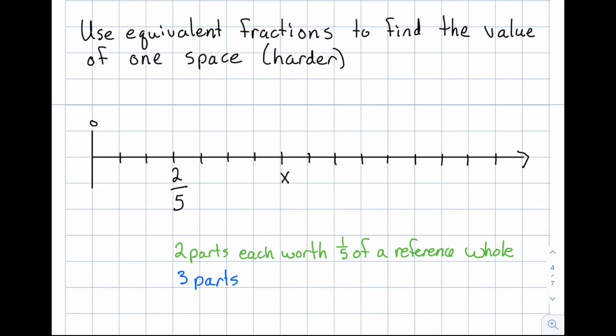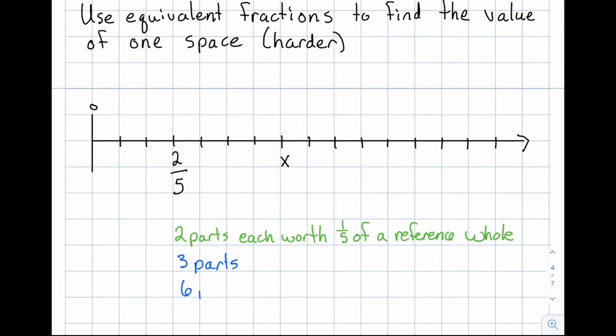But unlike the previous example, there isn't a whole number that I can multiply by 2 to give me 3. So I'm going to try to stay away from fractions and decimals when I'm multiplying both the numerator and the denominator by the same value. So instead, I'm going to look for a multiple of 3. So multiples of 3 would be like 6 parts, or 9 parts here. And I see that I can get to 6 parts, right? So I can multiply the 2 by 3 and the 5 by 3. And so I can rename this as 6/15.